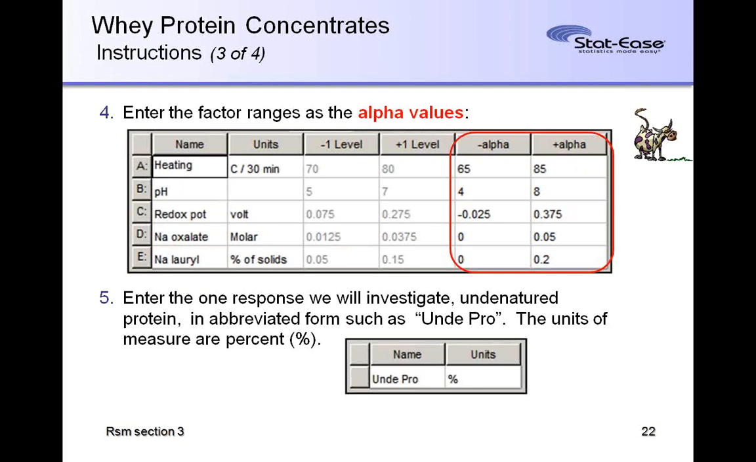Okay, so we're going to enter these factor ranges as their alpha values, and you can see on the screen that if I enter 65 and 85 as my ranges, my -1 and +1 levels are 70 and 80. And for my pH, if I enter 4 and 8 as my minus alpha and plus alpha, I'll get 5 and 7 as my -1, +1 levels, etc. So if you know the bounds of your space, and you don't want to exceed those, then this is just a great alternative for you.